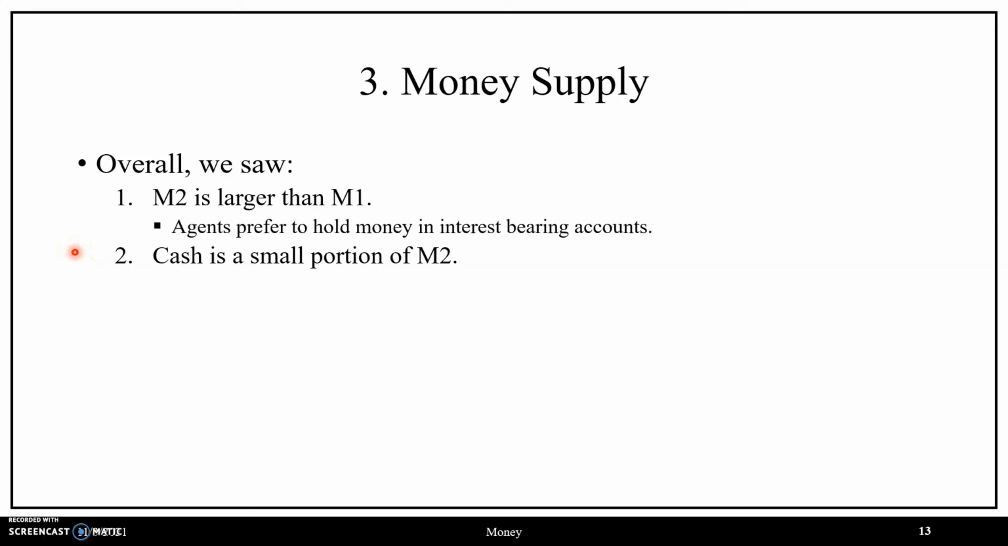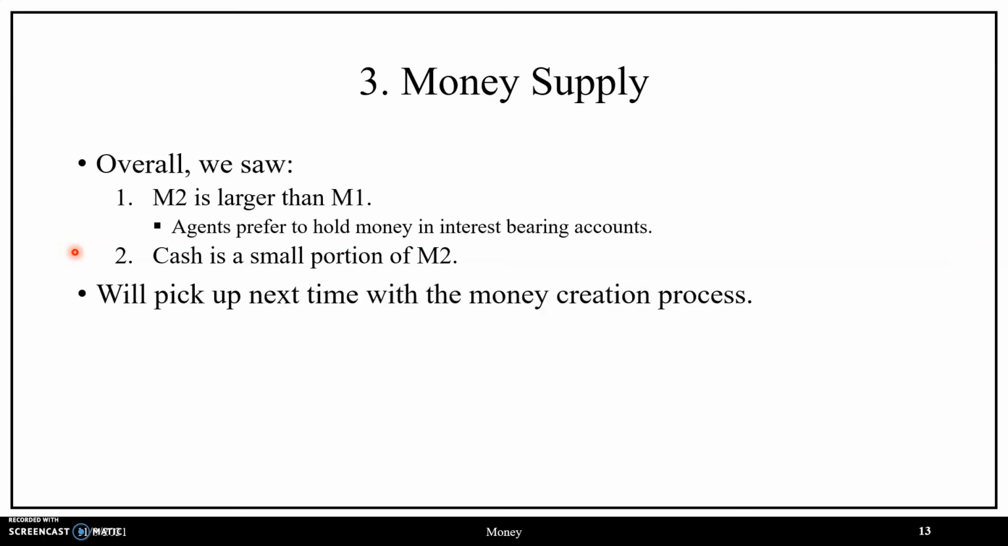So with these two observations in mind, this sets us up in terms of the money creation process through deposit creation via the bank, which we'll pick up with in our next video.